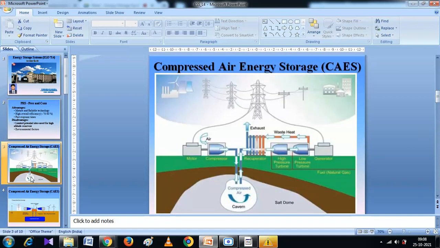Now we move to our next topic: compressed air energy storage.